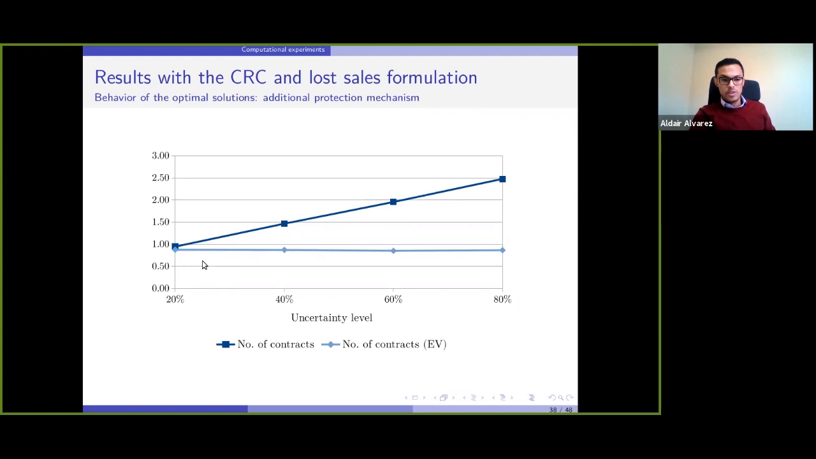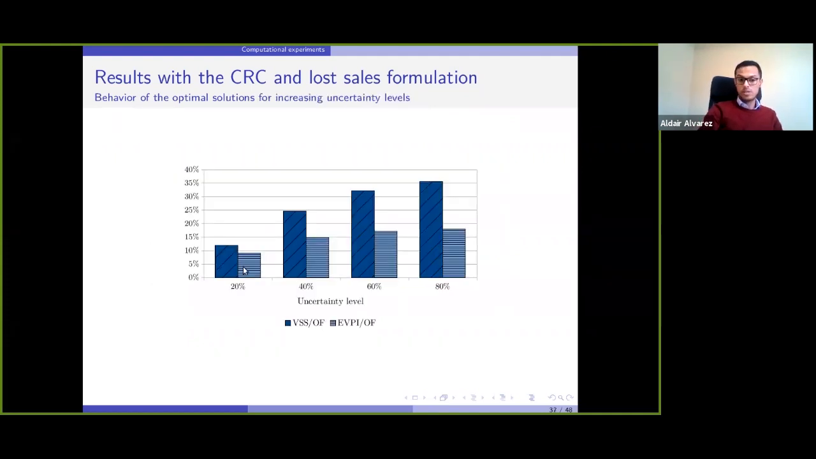But if we neglect the uncertainties, so we solve a problem using the expected value of the supply and demand parameters, we see that amount doesn't change. It remains relatively stable over time. So the solutions are not adjusting to this increase in the uncertainties, which shows why the value of the stochastic solution grows, and again highlights the importance of considering the uncertainties in this context.